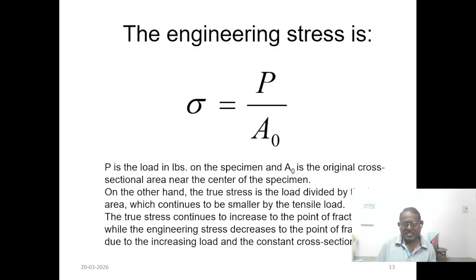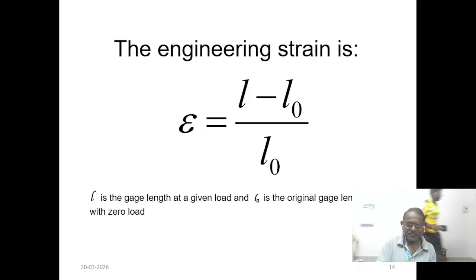And engineering stress is called sigma, equal to load by area. P is the load in pounds or Newtons on the specimen. A naught is the original cross-sectional area near the center of the specimen. On the other hand, the true stress is the load divided by the true area, which continues to get smaller under the tensile load. The true stress continues to increase to the point of fracture, while the engineering stress decreases to the point of fracture due to the increase in load and constant cross-sectional area.